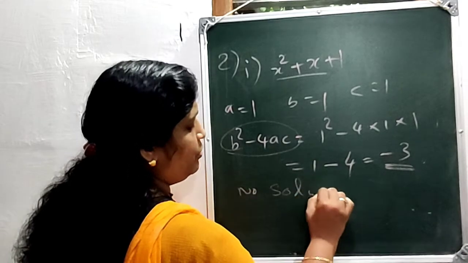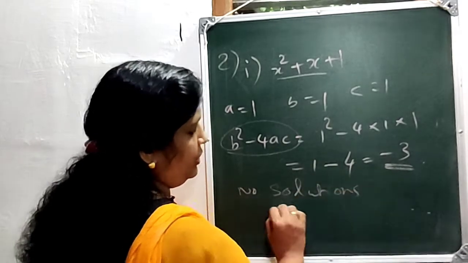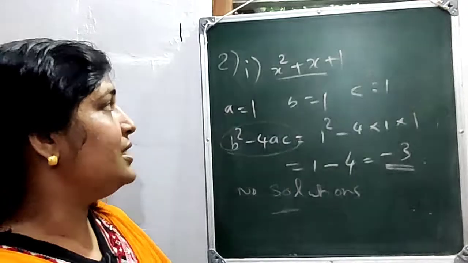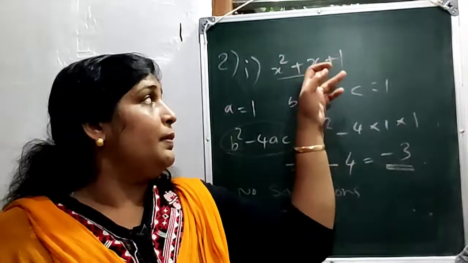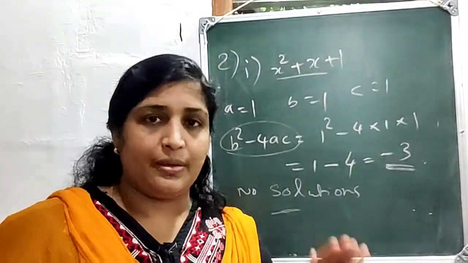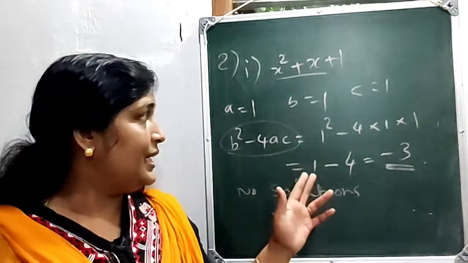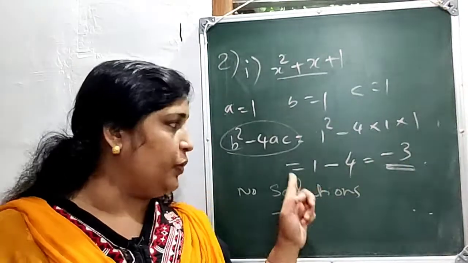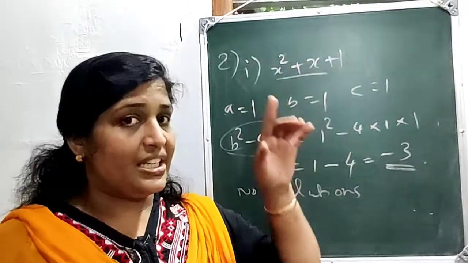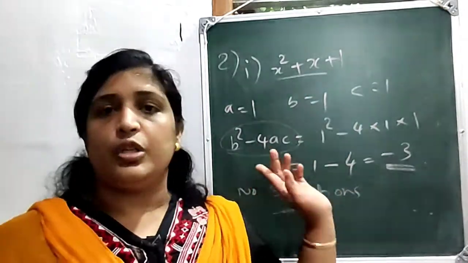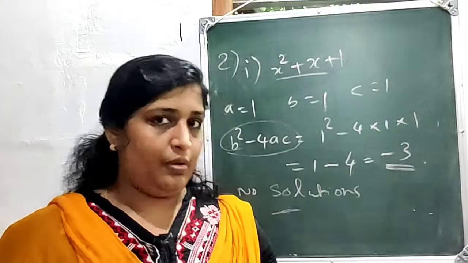If there are no solutions, there are no factors either. So we can say that this polynomial x square plus x plus 1 cannot be written as the product of two first degree polynomials. Okay, what is the reason? Because here b square minus 4ac is less than 0, so we can say that the equation has no solutions.